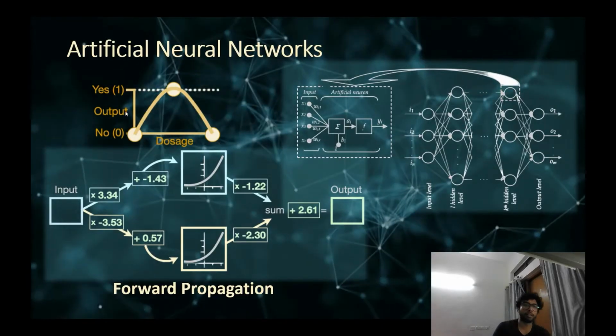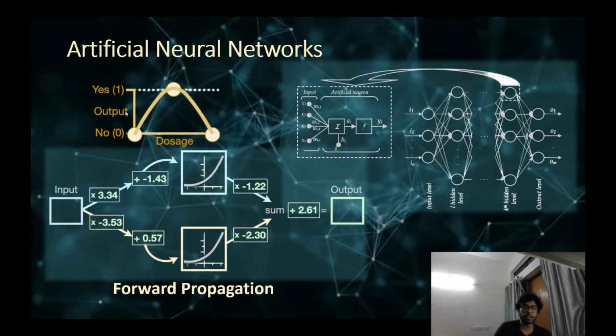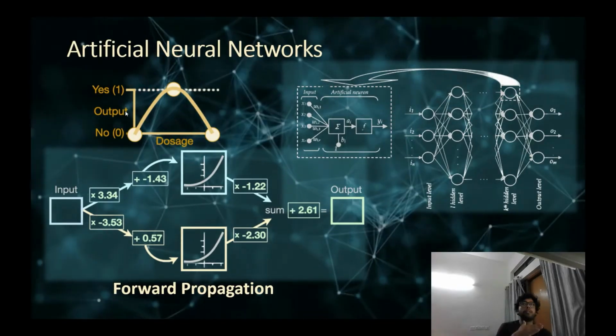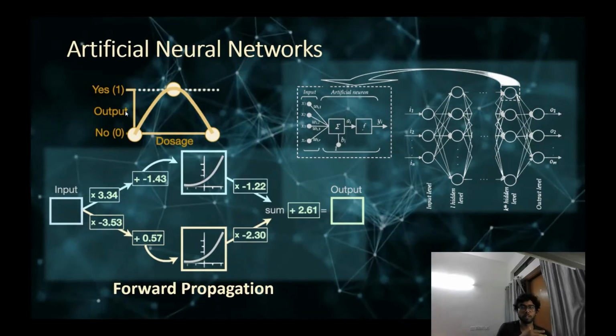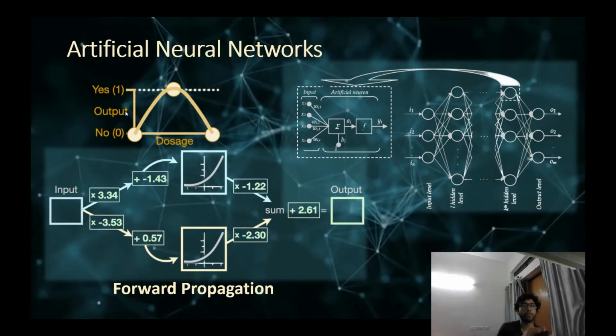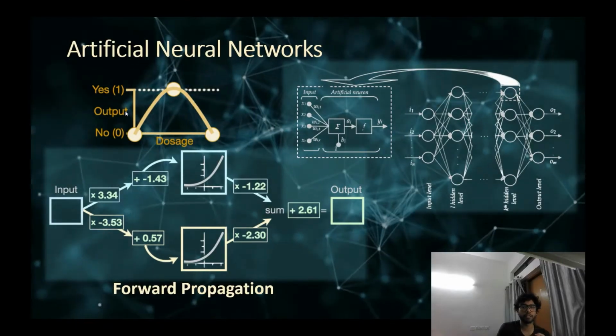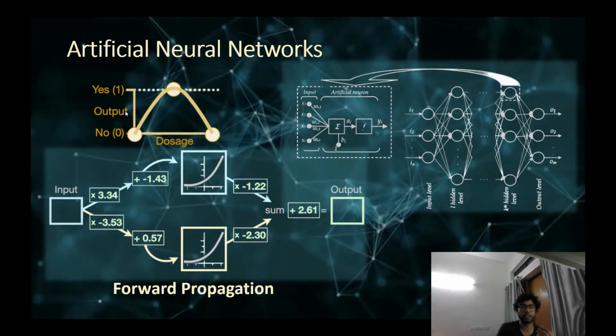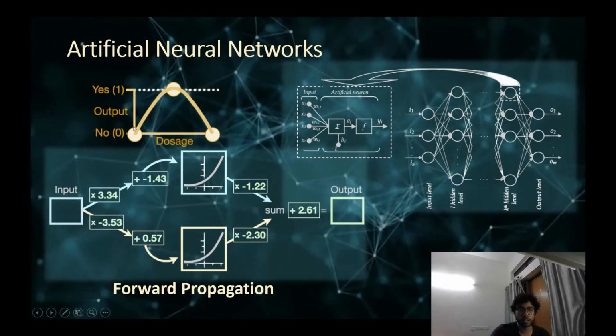So this is the example. Now you see that one limitation of this perceptron model was that it can fit only linear functions. Okay, it couldn't fit this non-linear curve that you see here.